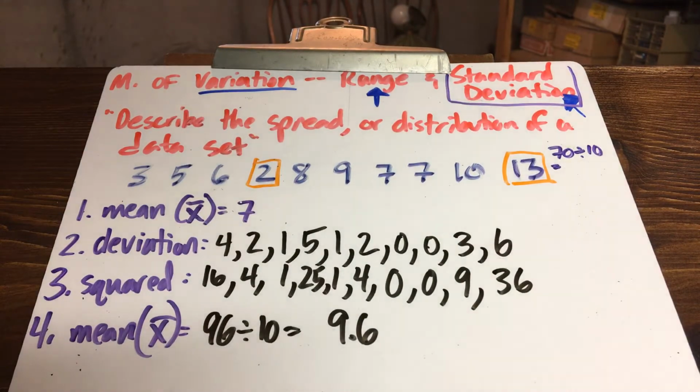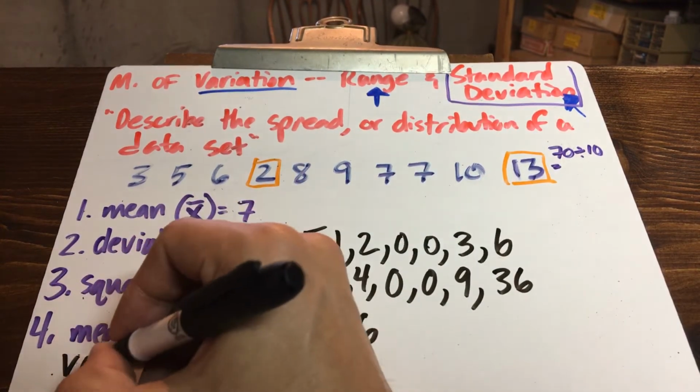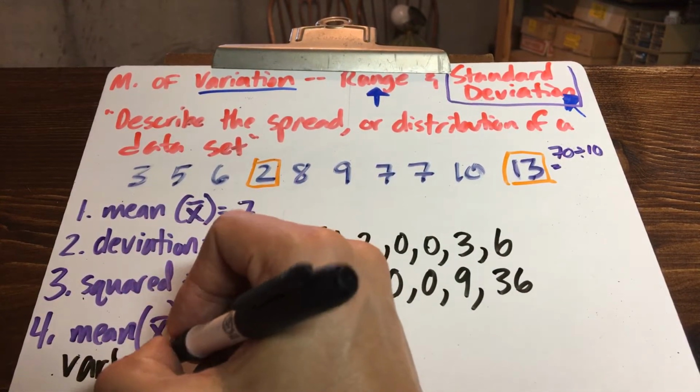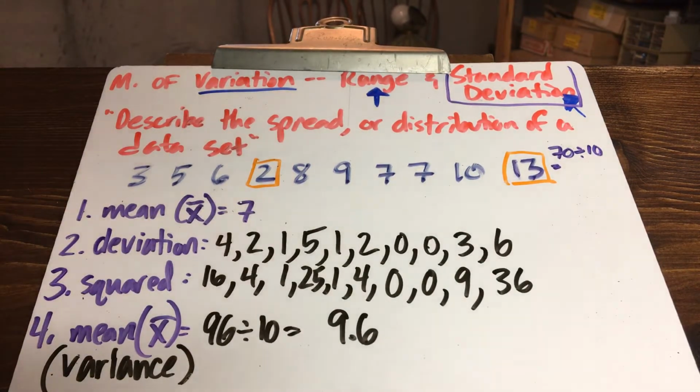Okay, that number is the mean of the squared deviations. This is called the variance. If you really want to know, it has a fancy word, fancy title. That's called the variance. We're almost done. The very last step is to do the square root of this number.